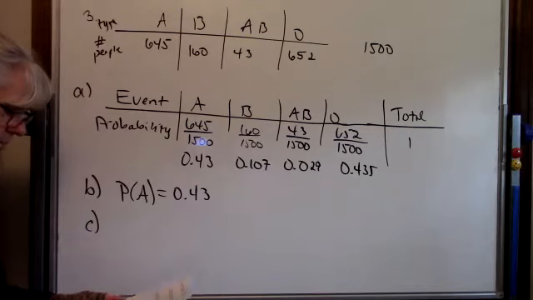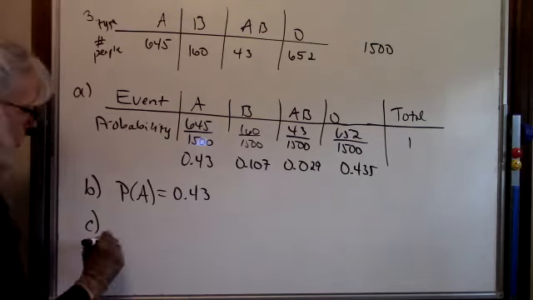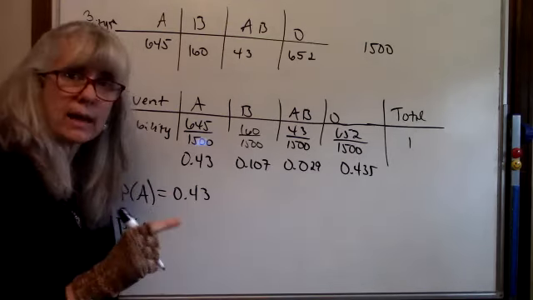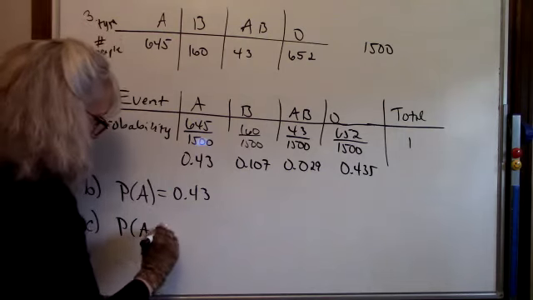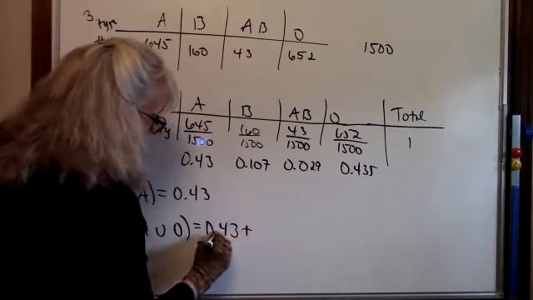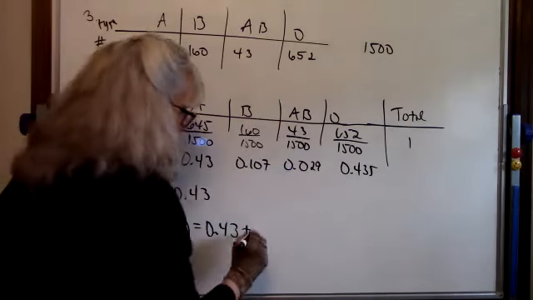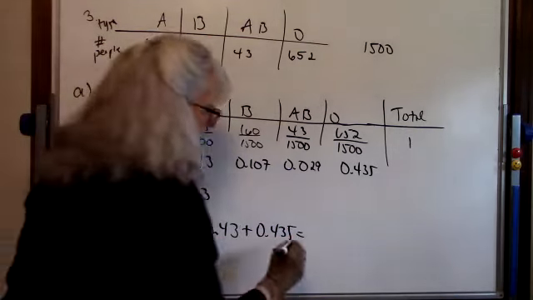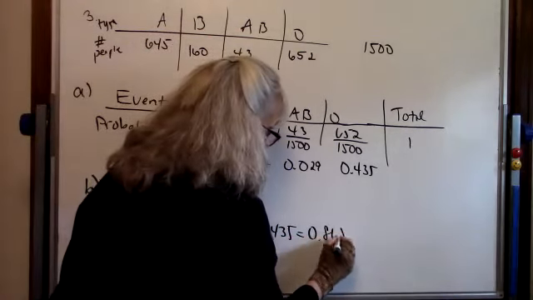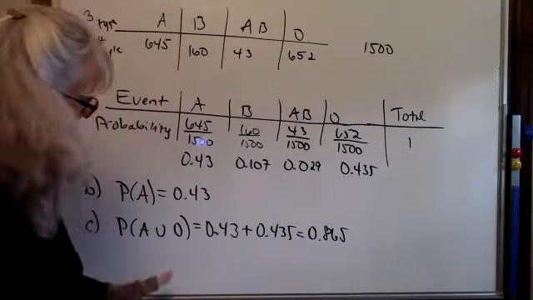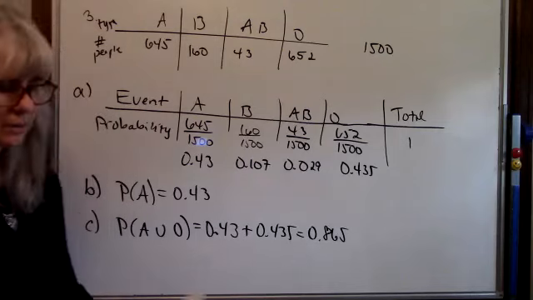Part C is asking, what's the probability that a person selected at random has type A or type O? So the probability that you are A, and because it says the word or, we know that or is a union, type O blood. So we're going to take the type A blood and add to it the type O blood, which was 0.435. And together, when we add those, we'll get 0.865. So notice that the simple events themselves were added together. We're looking for their union, and we can add those together.